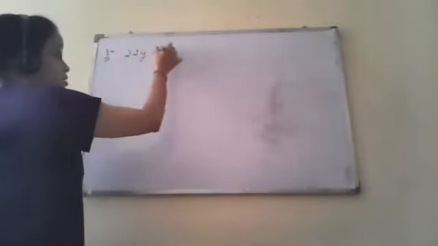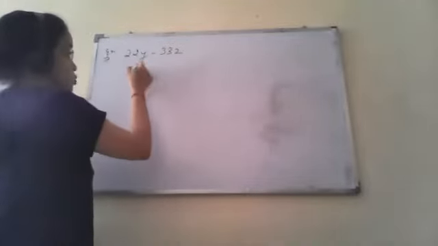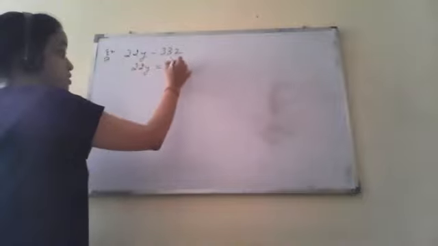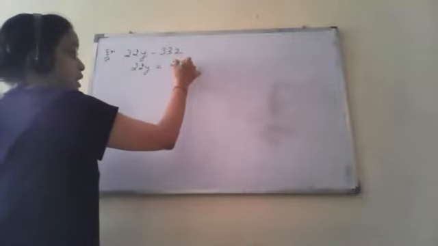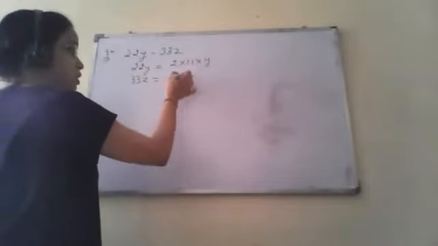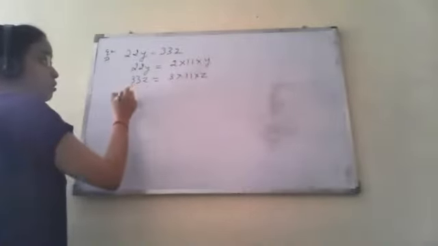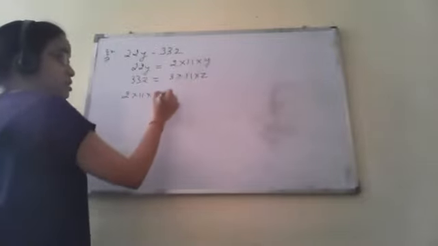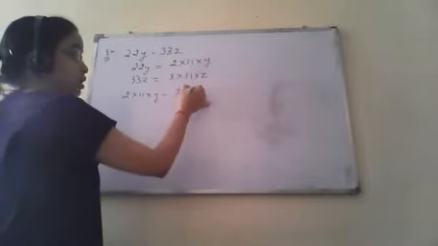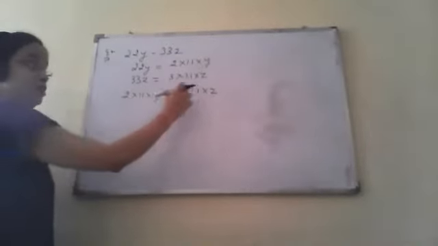Now these are the two terms of this expression. This 22y can be written as 2 into 11 into y. This 33z can be written as 3 into 11 into z. Now writing them together, 2 into 11 into y, with a minus sign here, 3 into 11 into z. So what is common between them? This 11 is common.